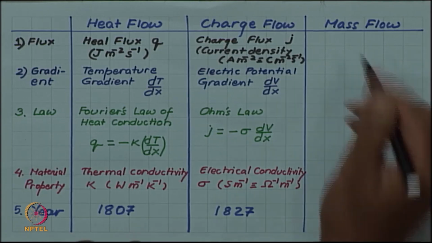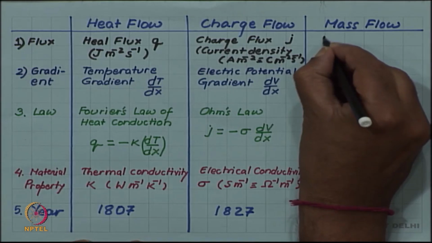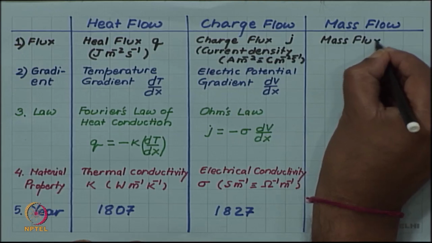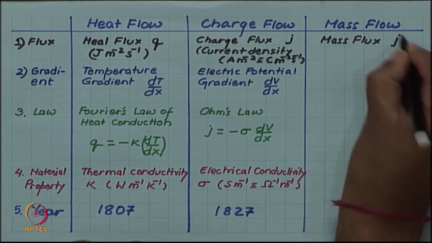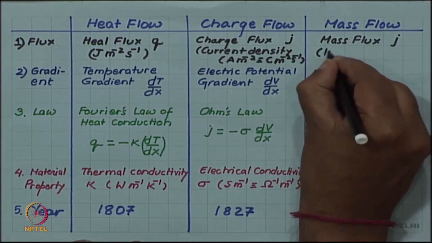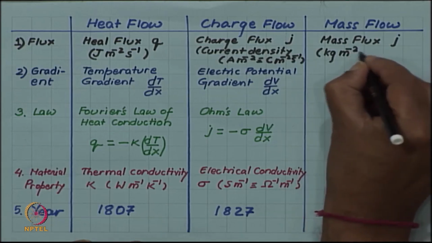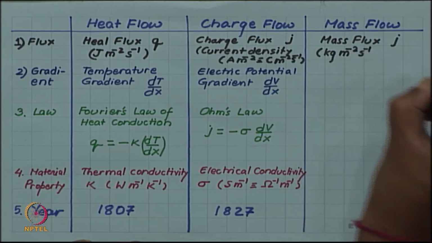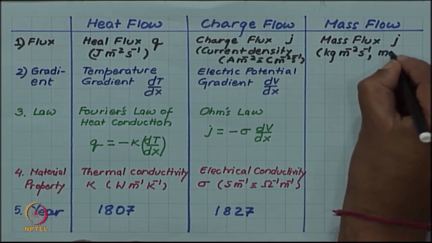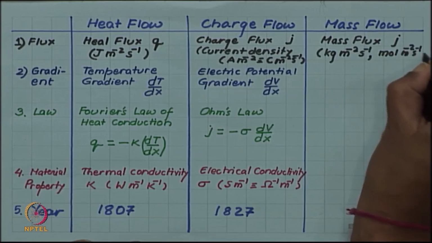Now, we come to our interest, that is the mass flow. Here the flux is mass flux, which we also call J. This is mass per unit area per unit second, so kg per meter square per second, or sometimes mass can also be written in the units of mole, so you can have mole per meter square per second.